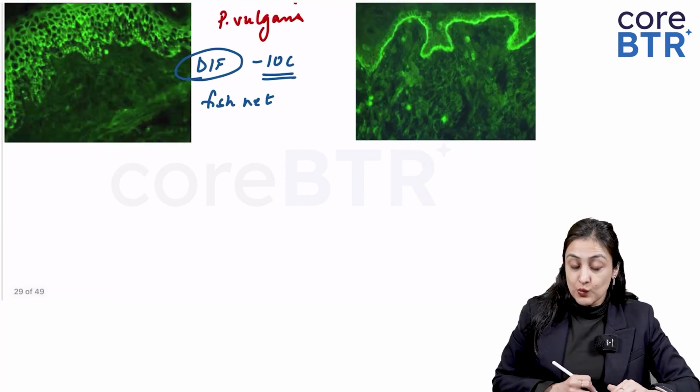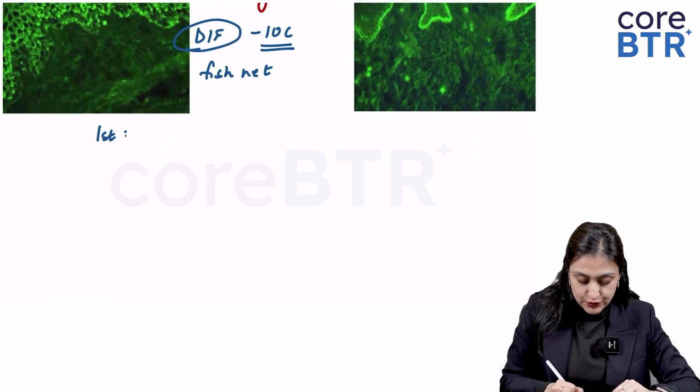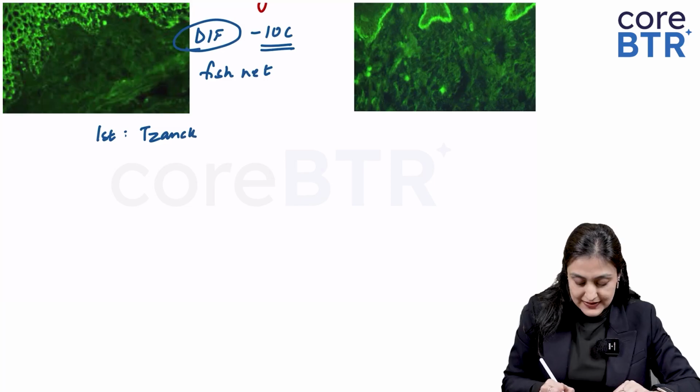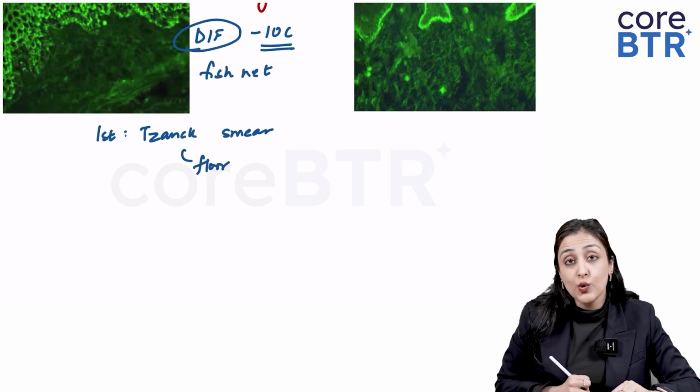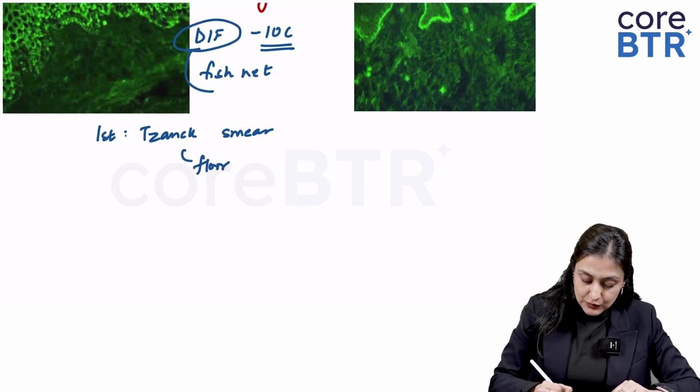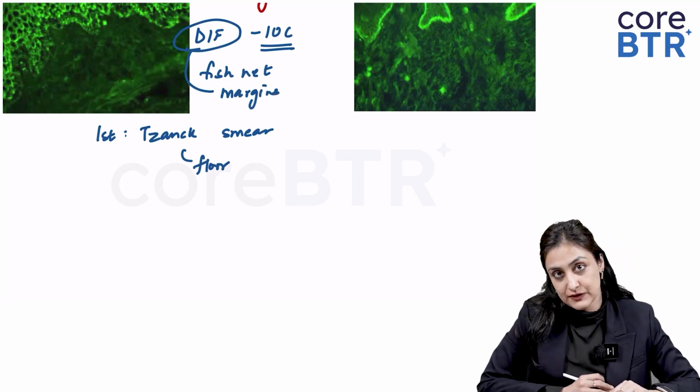But if they ask you what is the first test you will do, the first test you will do is the Tzanck smear. So Tzanck smear, remember, is taken from the floor of a bulla, whereas direct immunofluorescence is taken from the margins, because that's where you have active inflammation.